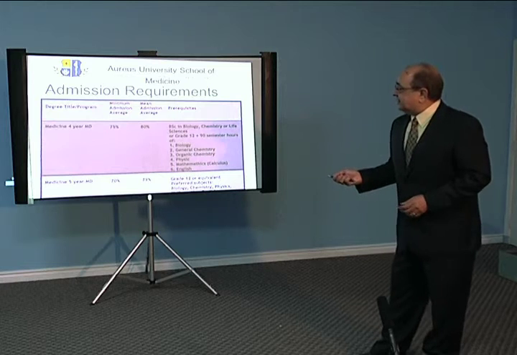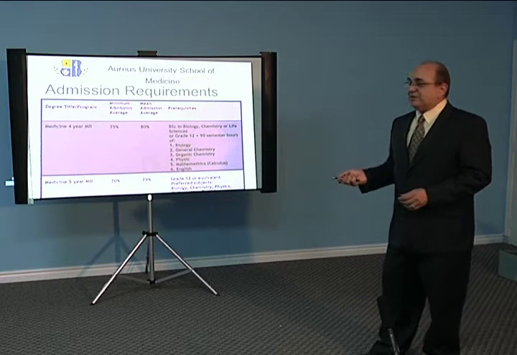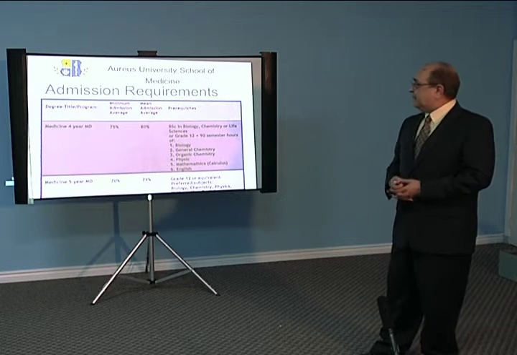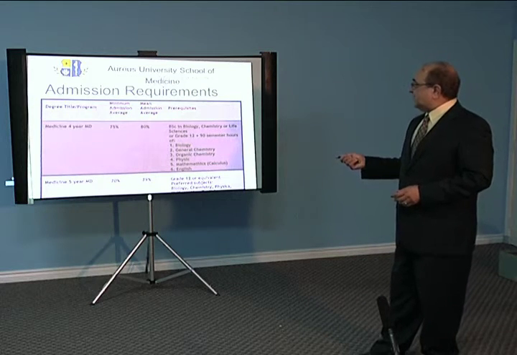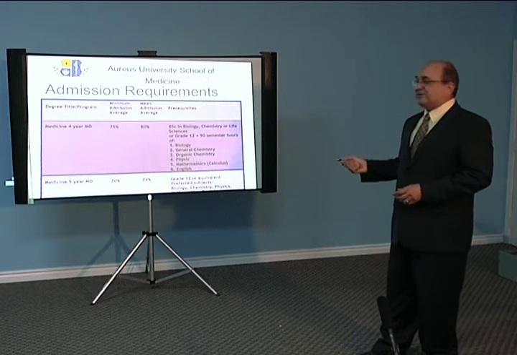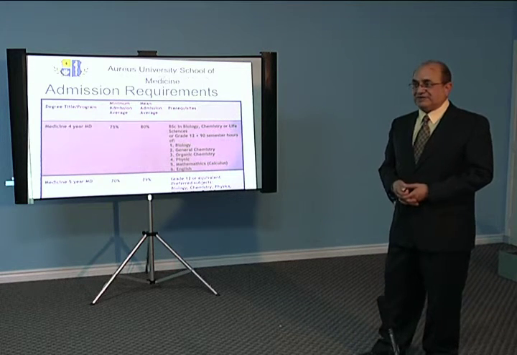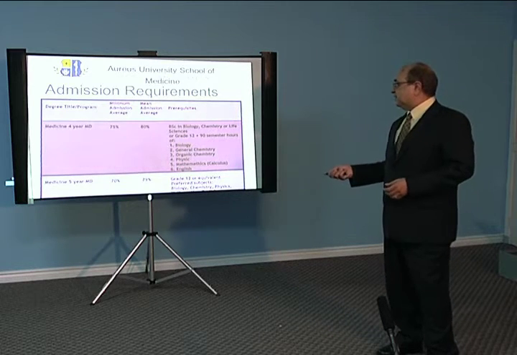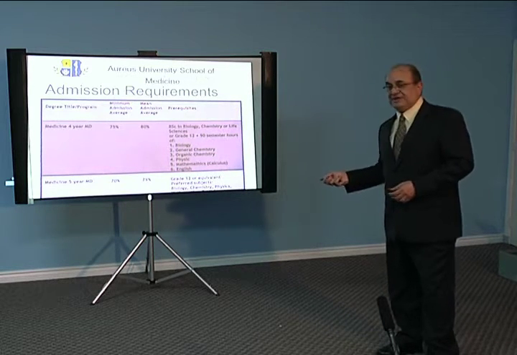For the MD 4-year program, for students who are coming after doing a bachelor's degree in biology, most of the times their admission average is between 75% to 80%, close to 2.5% grade point average. And those people who are coming after 10+2, their percentage average is between 70 to 79.